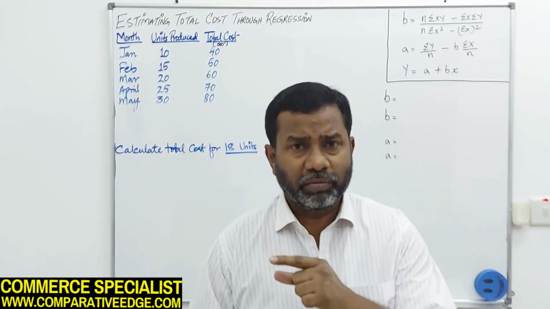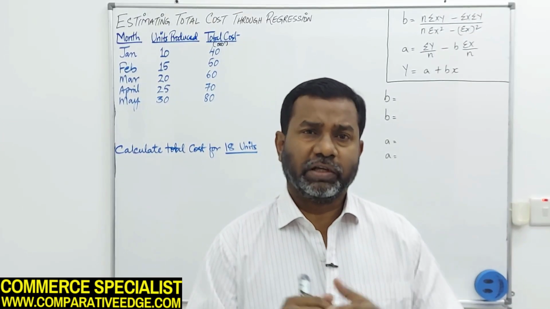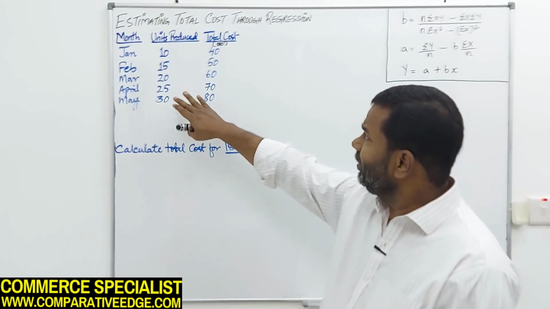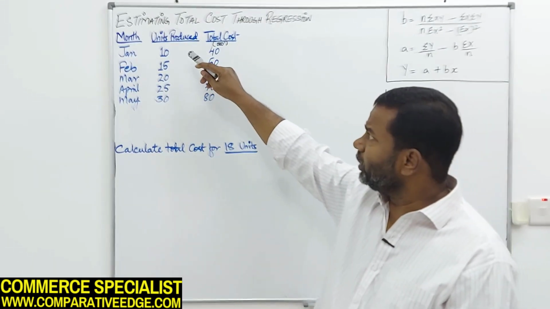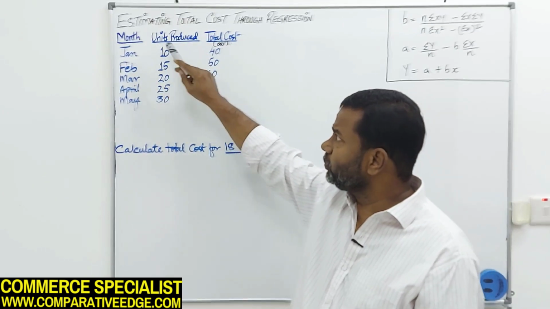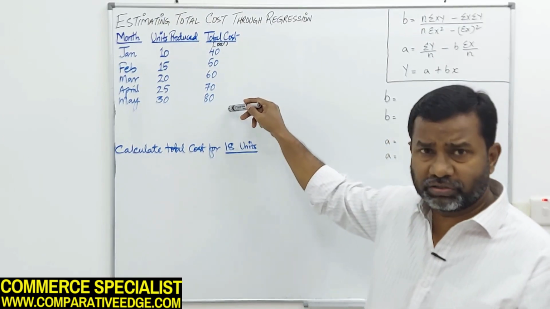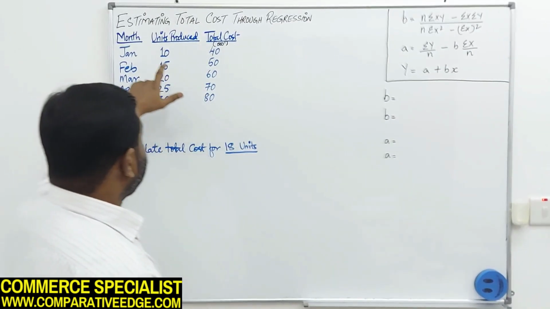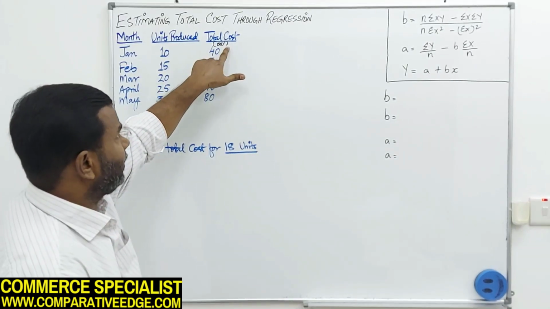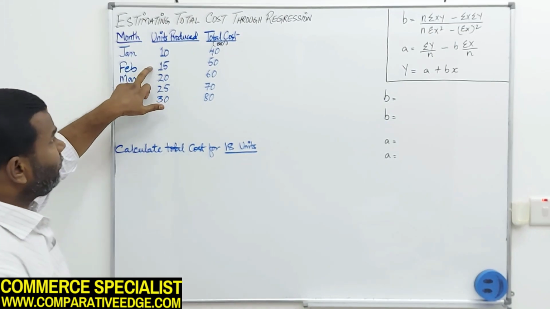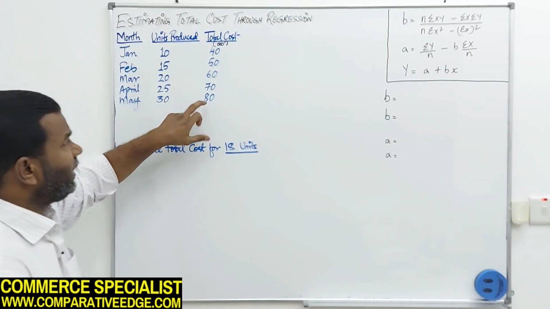So let's look at a practical problem now, which helps us understand how regression works and its application. What I've given here is some data from January to May. Productions are given in units. In January, we produced 10 units, in February, 15, and in May, 30 units. And these are their corresponding costs, which means in January, when we manufactured 10 units, our total production cost was 40,000. There are three zeros here. I've eliminated three zeros. In February, when we made 15 units, the total cost was 50. And likewise, in May, the total cost was 80,000.